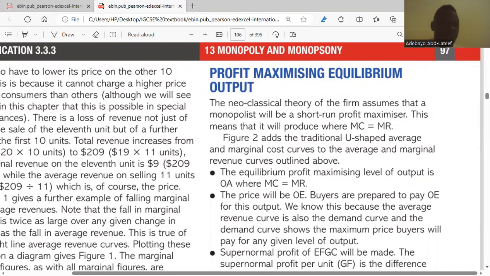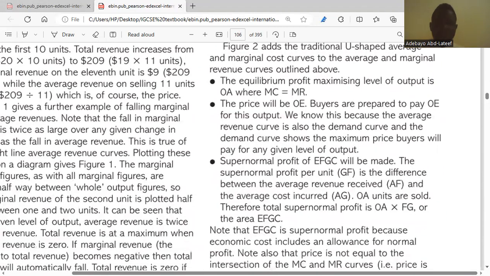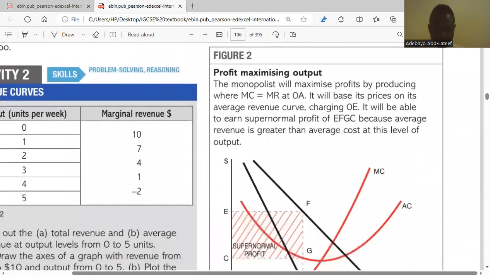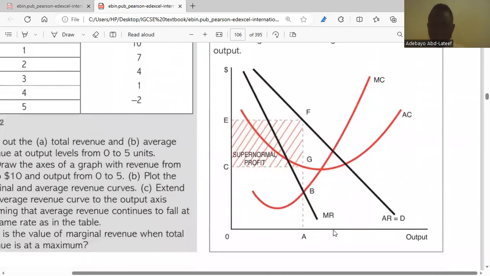This means that it will produce where MC equals MR. So we go on. We have the figure below, but I'm going to explain it with the points here. They said the equilibrium profit maximizing level of output is OA, where MC equals MR. So let's look at the graph here. Based on the graph, the equilibrium level of output is at OA.